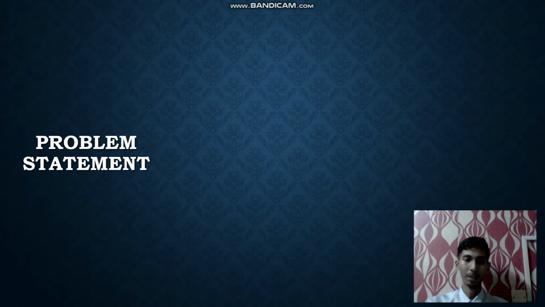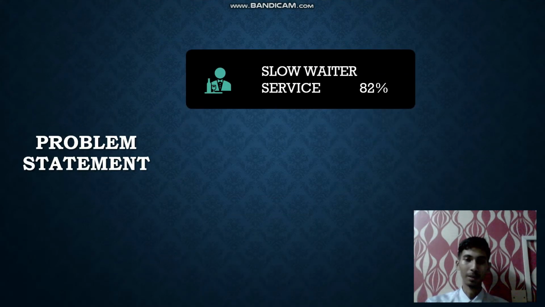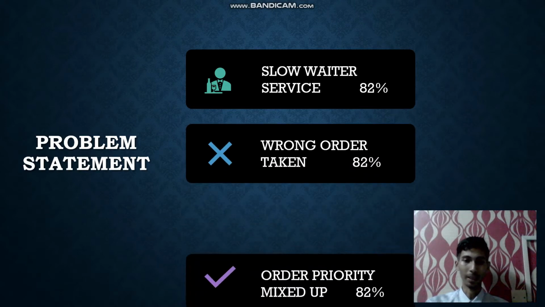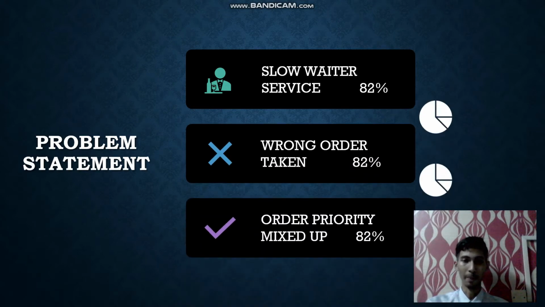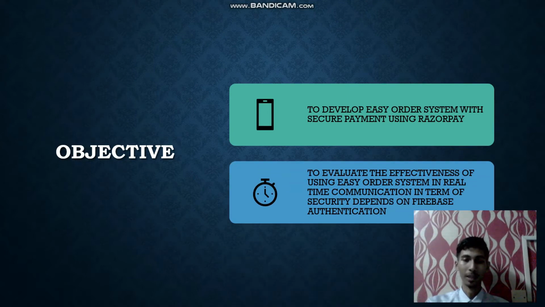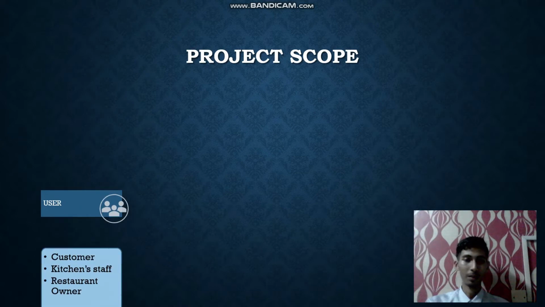For the problem statements, firstly is slow waiter service, second is wrong order taken, and third is order priority mix up. The first objective of this project is to develop an Easy Order system with secure payment using Razorpay. The second is to evaluate the effectiveness of using the Easy Order system in real-time communication in terms of security, depending on file-based authentication.